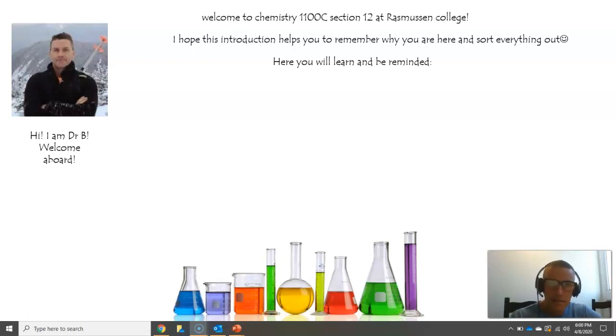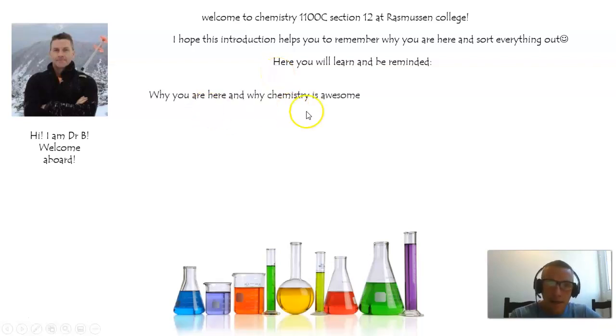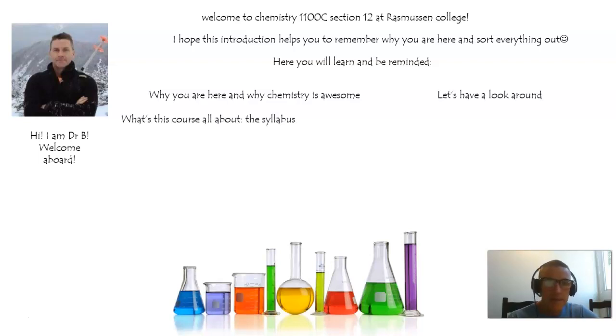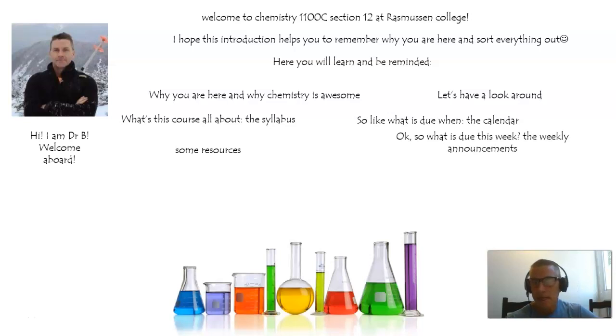So here's what we're up to today. I want you to remember why you're here and help us sort everything out, and we'll figure out why you're here, why chemistry is awesome. I'll also point out some relevant chemical structures to what's going on for us right now. We'll have a look around Blackboard primarily. And we'll take a good look at the syllabus, the calendar, some resources. We'll take a really close look at our module for this week. That's the weekly assignments.